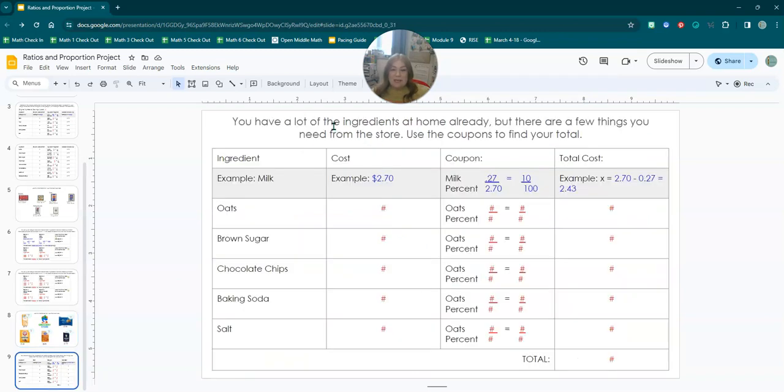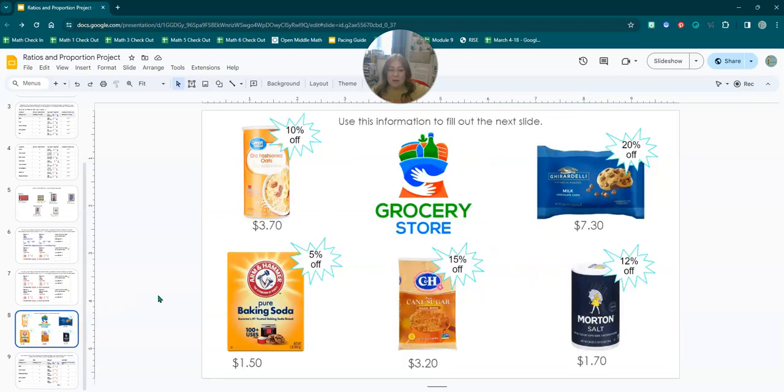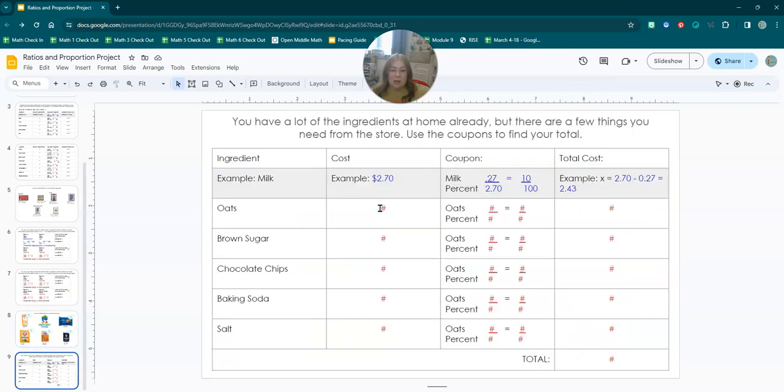Then after that, we also have some ingredients we need to purchase as well. So it tells us that we already have a lot of things at home. There's a few more things we need from the store. And these are on sale. How convenient. So you are going to tell me how much it is.